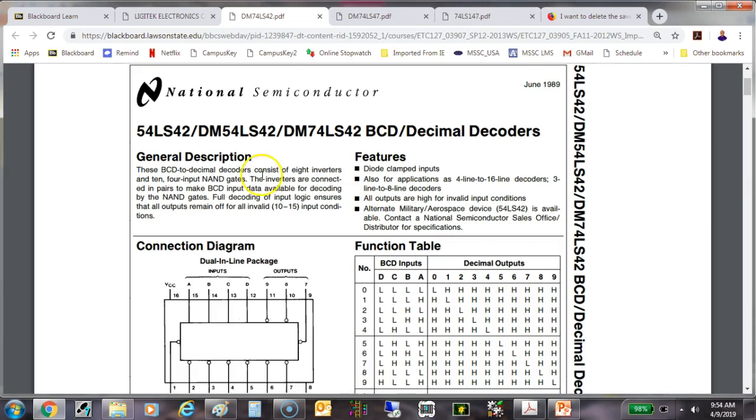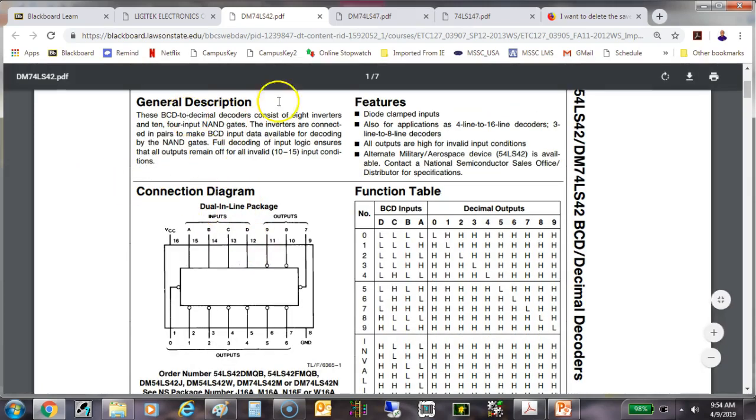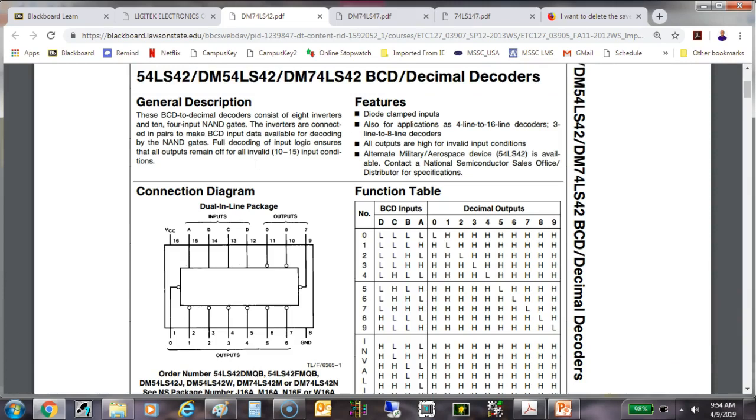By the way, this is one thing I needed to bring up: when you're looking at an integrated circuit, you start seeing A, B, C, D. The first thing I want you to think about is weighted binary numbers, with A being the least significant bit, and then B, C, D being 2 to the 0, 2 to the first, 2 to the second, and 2 to the third.